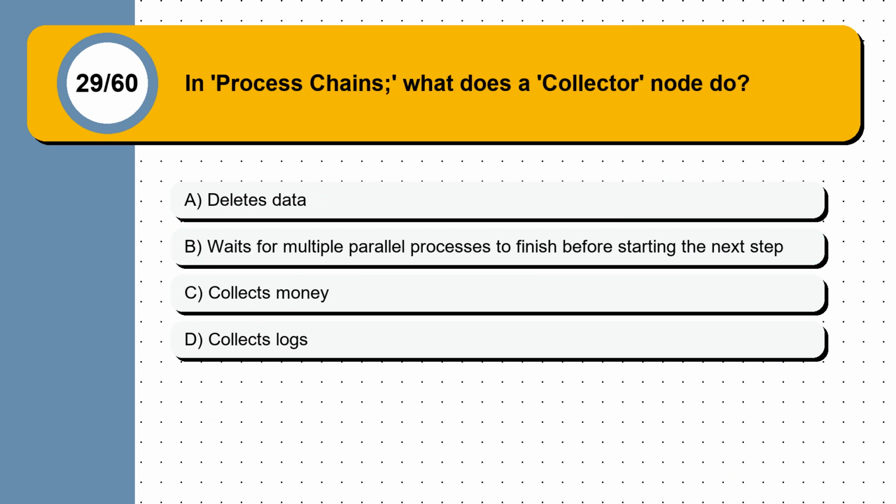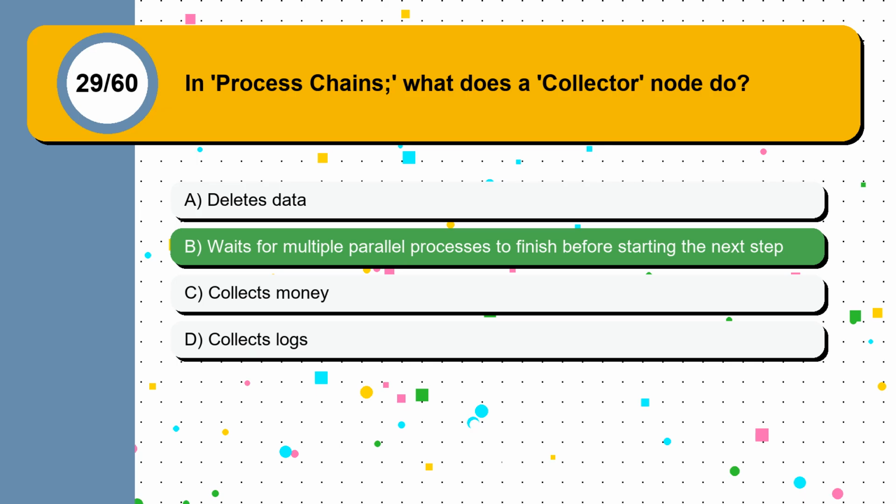Question 29. In process chains, what does a collector node do? Option A. Deletes data. Option B. Waits for multiple parallel processes to finish before starting the next step. Option C. Collects money. Option D. Collects logs.